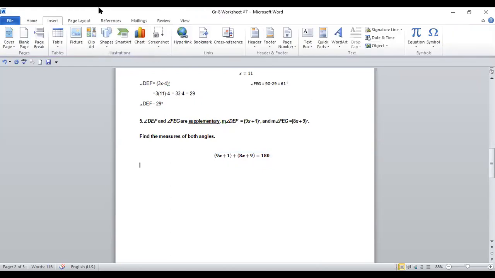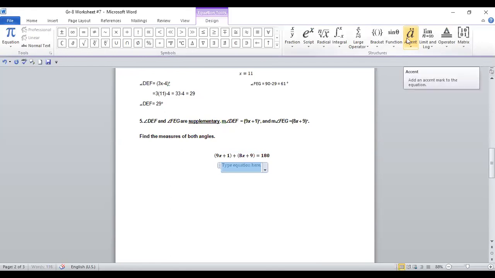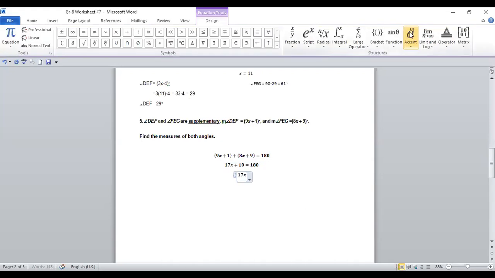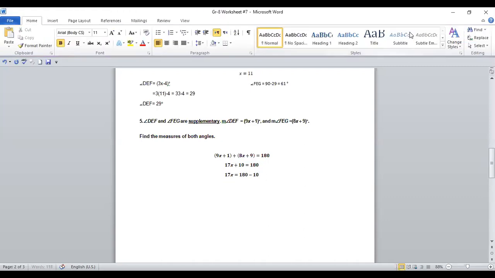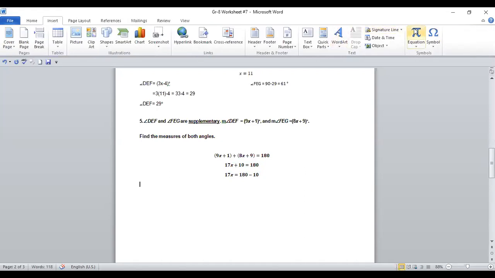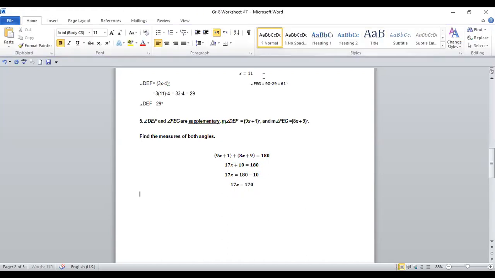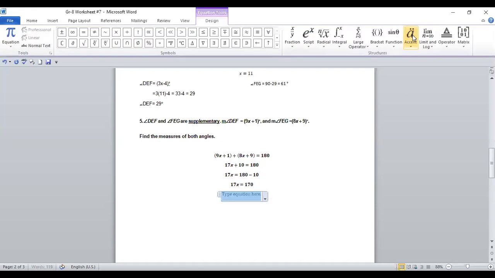Okay, the next step is just to simplify the sides of the equation. So 9x plus 8x is going to give you 17x. 1 plus 9 is going to give you 10, which is equal to 180. As usual, bring the numbers onto the other side. So that's going to be 17x is equal to 180 minus 10, which is going to give you 17x equals 170. Now what is going to be the value of x? x is going to be 170 divided by 17. So that's going to be 10.